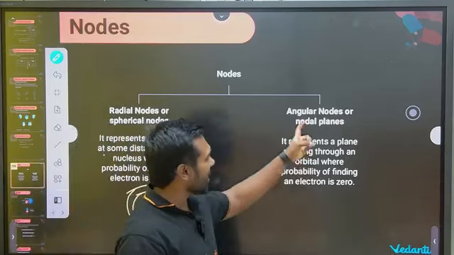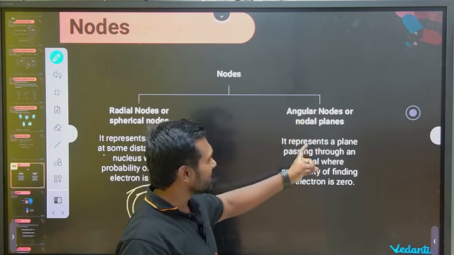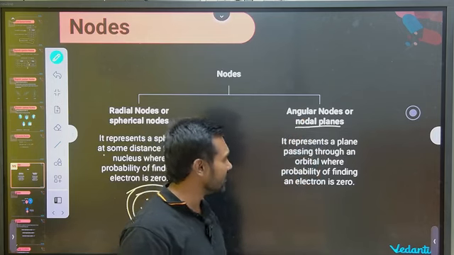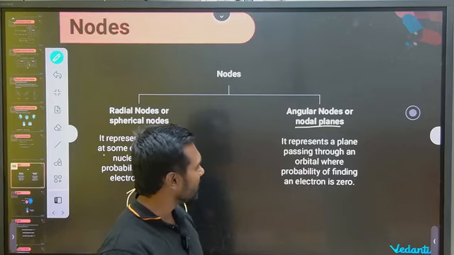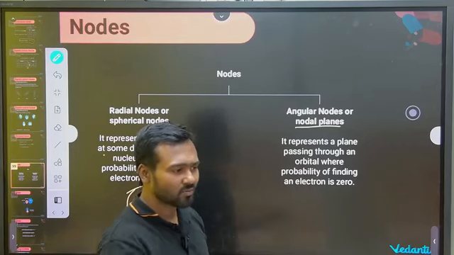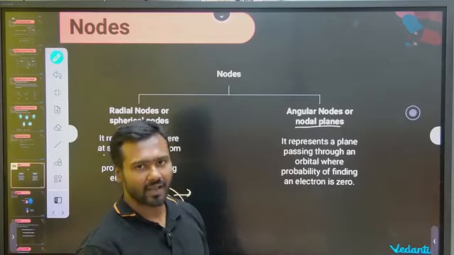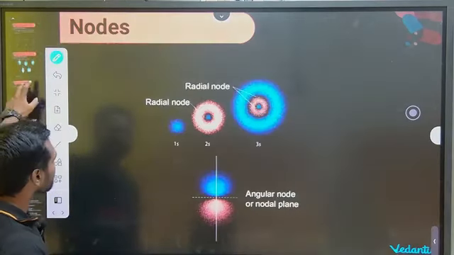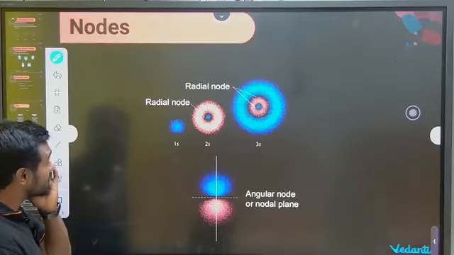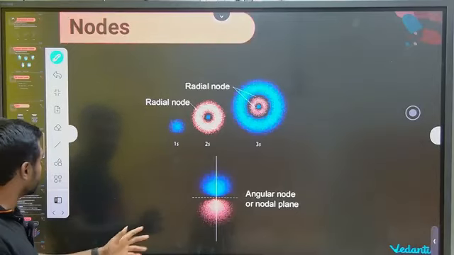Now angular node. This is nodal plane. Remember, nodal plane is very easy. It represents a plane passing through the orbital where the probability of finding electron is 0. Plane. Which plane you are taking? In that plane you can't find the electron. So these are radial nodes, and these are angular nodes.